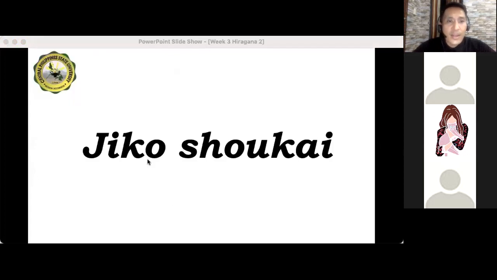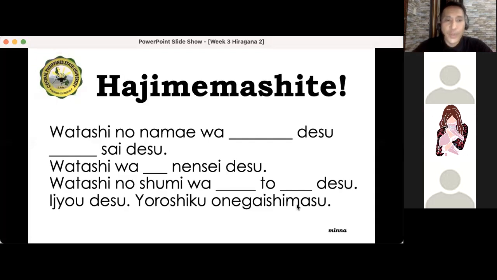Let's start with the Jiko Shokai. When you say Jiko Shokai, it means self-introduction. So for beginning learners of Japanese, you need to learn at least how to introduce yourself, even in a very simple way. Let me share with you here the template of the self-introduction. You can take a screenshot of it if you want so that you can practice, because our next output will be Jiko Shokai. So this is our sample.